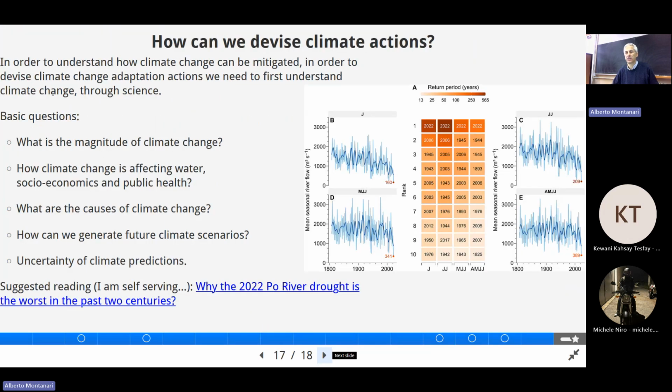And yeah, this is an example. And I am self-serving because this is a study that I recently carried out and published. It is easy for me, but I could find many other examples. So this is an analysis of the drivers, the physical explanation, by physical I mean laws of nature. So an explanation based on the laws of nature of the Po River drought of 2022. In 2022, the Po River went to very low flows during summer, and it was a record.